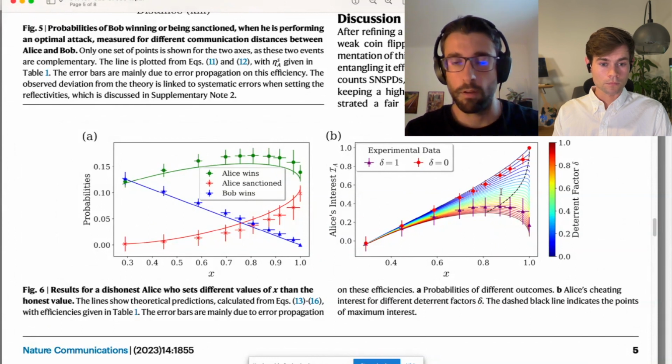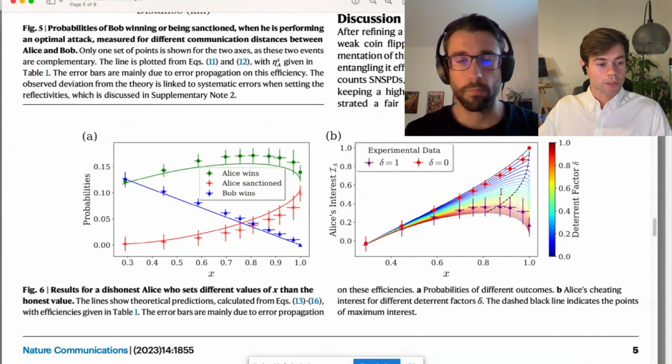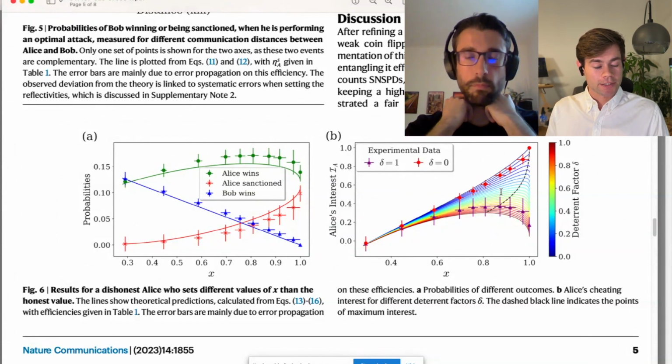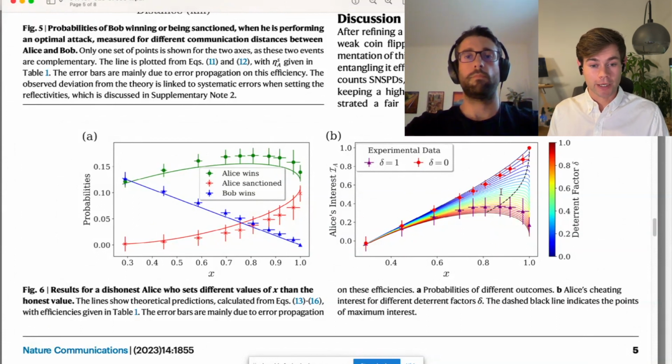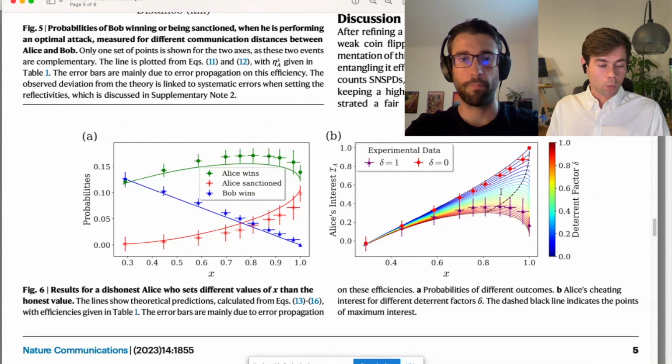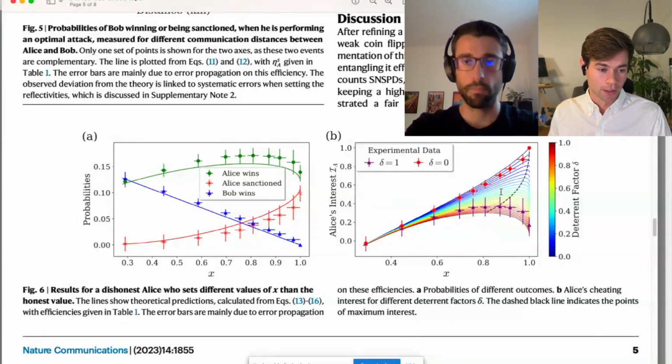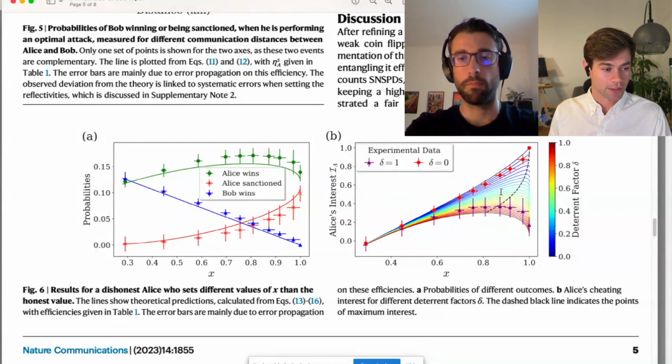But regardless of what the actual equation is for the interest function, I guess the conceptual takeaway from this graph is that when we don't have any deterrent factor in this protocol, naturally there's a tendency for Alice to try and cheat all the time. But then as you include that, you have some form of optimum where there's a trade-off between trying not to get caught cheating and cheating enough so that you are often successful.